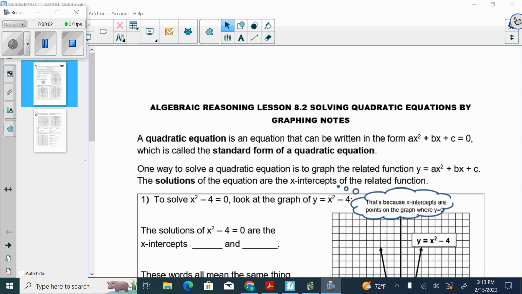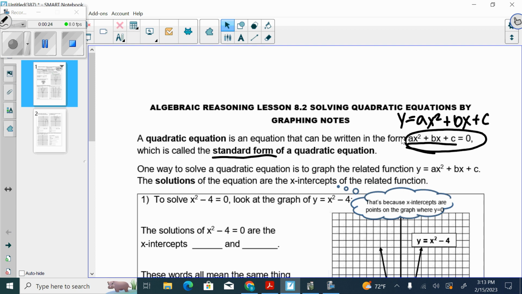A quadratic equation is an equation that can be written in this form. So this is what we said yesterday, but instead of having it equal to 0, it was equal to y, right? We had y equals ax squared plus bx plus c. Same thing, same equation. But when it's written in this form, this is what we call standard form, okay? Whenever it's written in standard form, this is really easy for us to graph in our calculator. It wouldn't be super easy for us to graph by hand, okay?